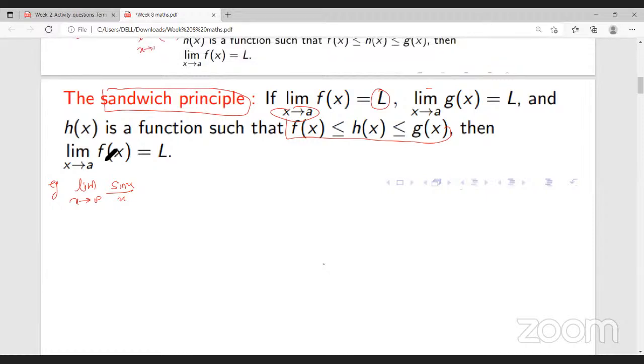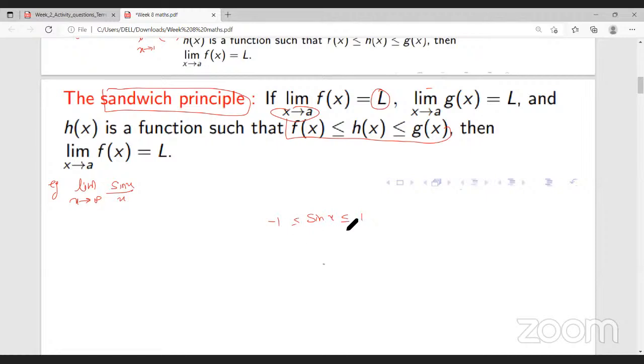Sin x lies between -1 and +1. So the range of this particular sin x function is -1 to +1, right? Now what I want to find out is sin x by x.